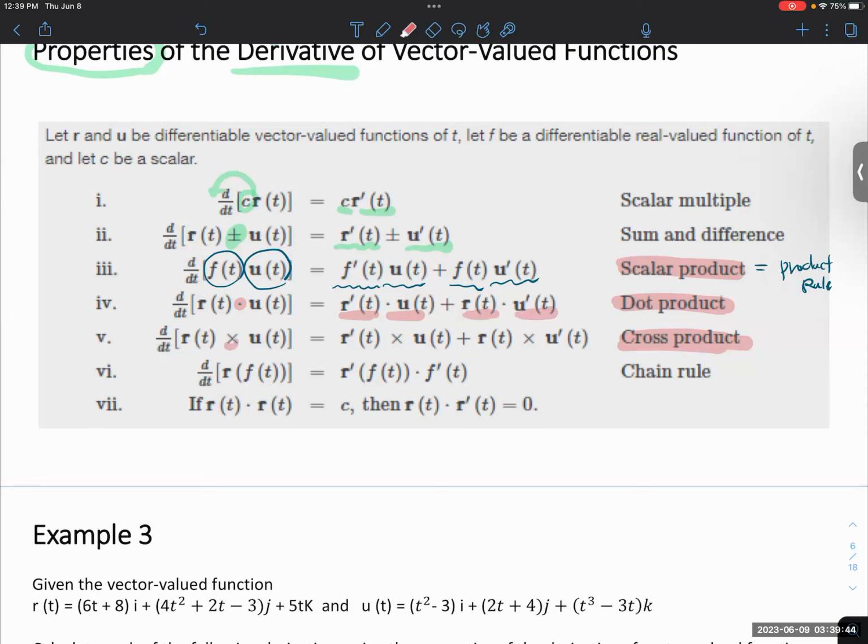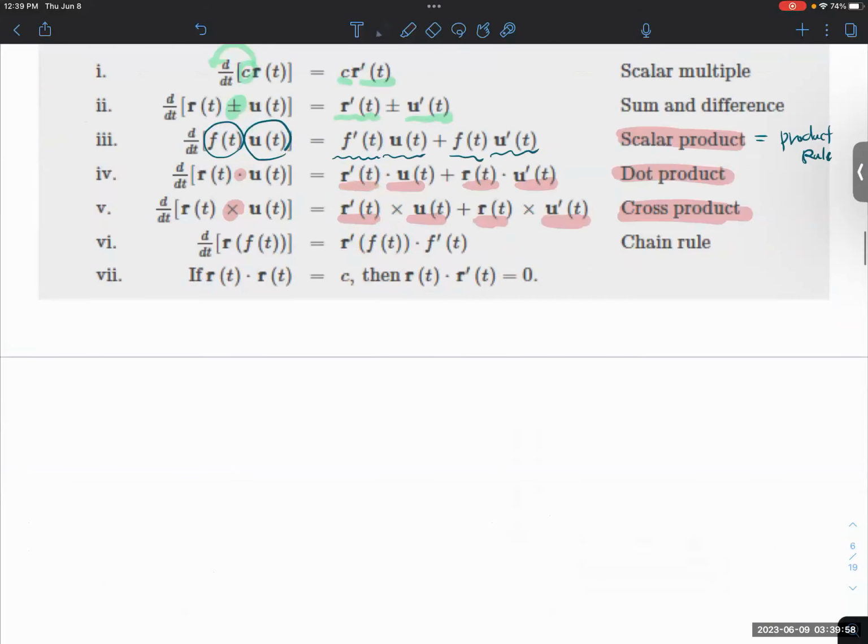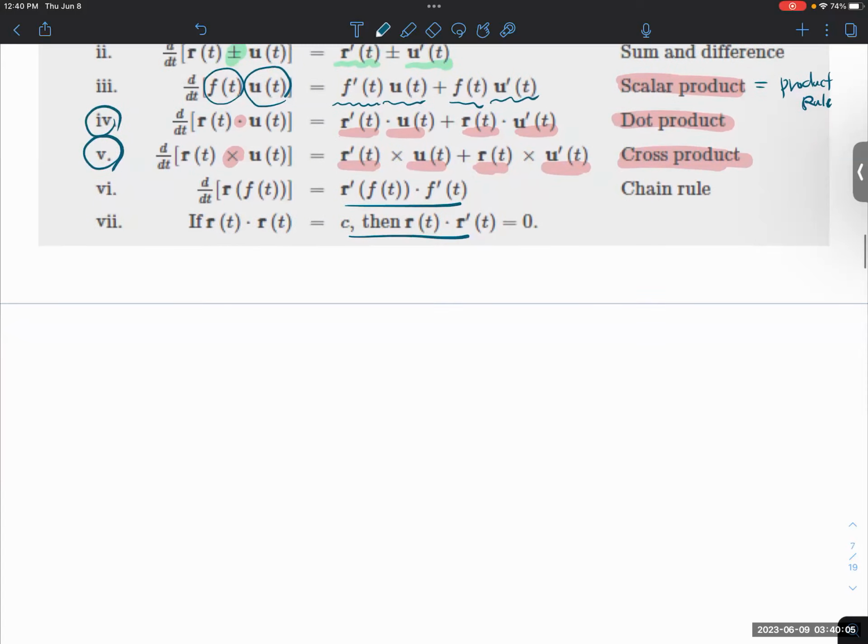But the cross product, if you remember, go back to chapter 2, please take a look at it. This is a different one: r prime cross u, r cross u prime. So let me write down the difference, because nobody is going to memorize it, but you should look at those two examples a lot. The next one is the chain rule, and everything is the same. I just want to write down the difference.